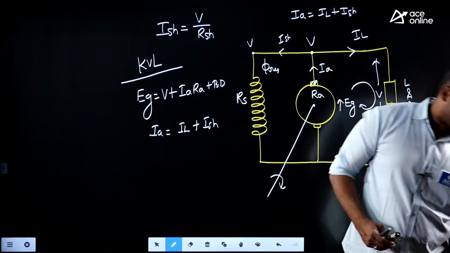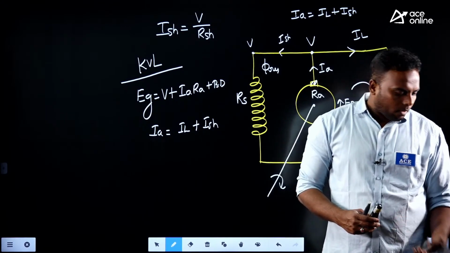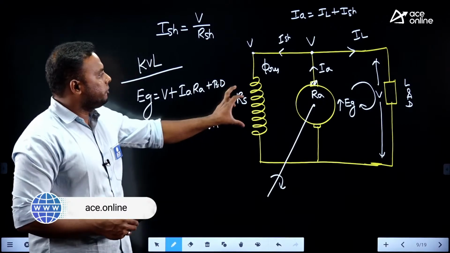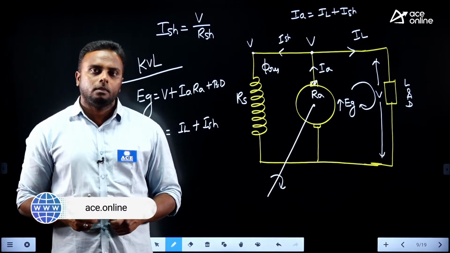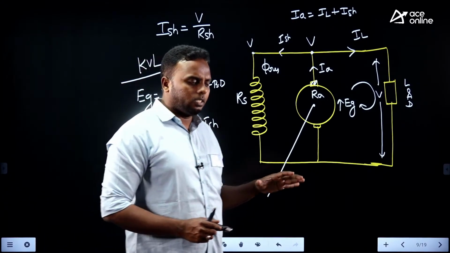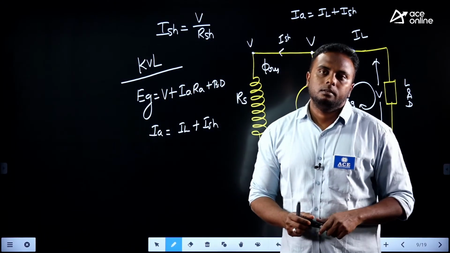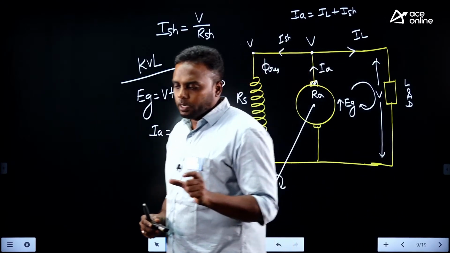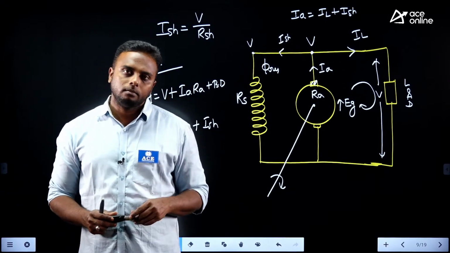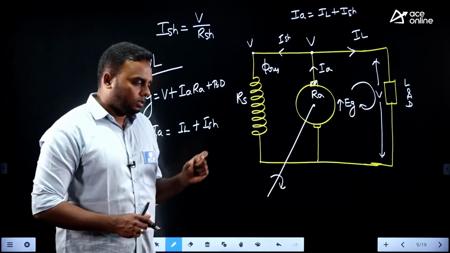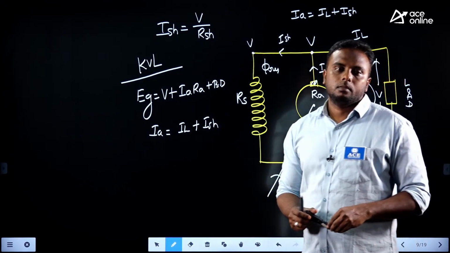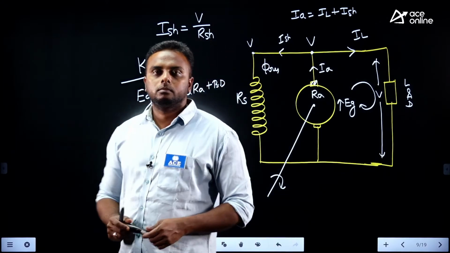So here one important question is, tell me how to represent the shunt field winding. Anyone? Generally, shunt and series will have different representations. The shunt field winding we represent with more turns and thin wire. The series field we represent with fewer turns but thick wire. What is the reason for this?